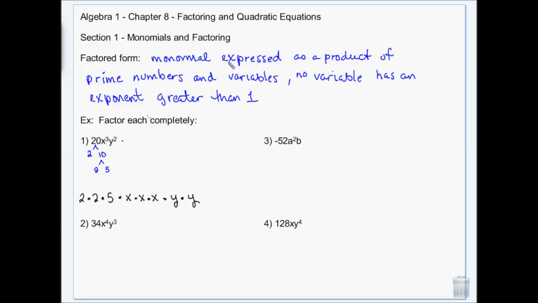A monomial is expressed as a product of prime numbers and variables with no variable having an exponent greater than 1. That's completely factored. So we factor the 20, and we get 2 times 2 times 5. X to the third was x times x times x. Y squared was y times y. This is the completely factored form.